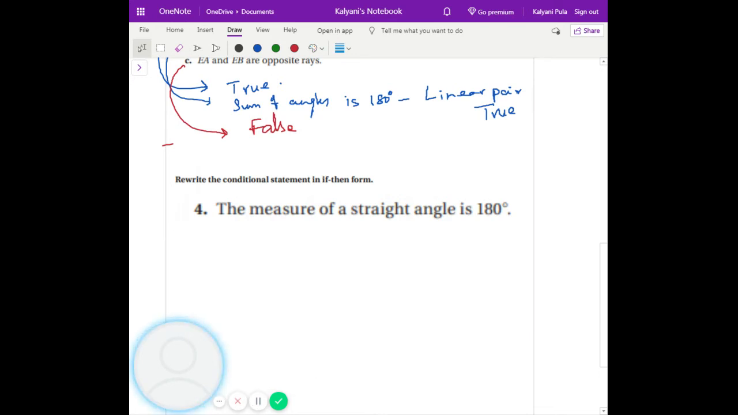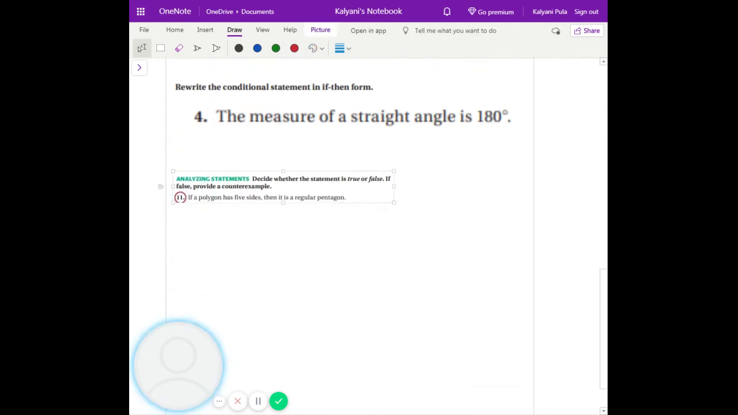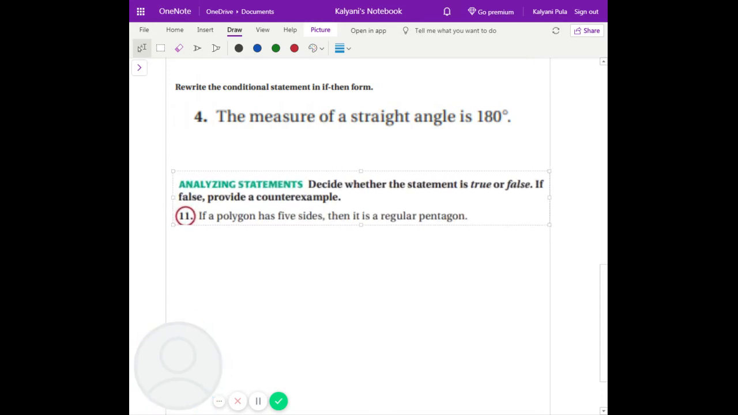The next one we're going to look into is true or false. Good, you guys did number 4 correctly. Now let's look into the next one. I'm going to read it for you. Decide whether the statement is true or false. If it is false, provide a counterexample. If a polygon has 5 sides, then it is a regular pentagon. What do you guys think?